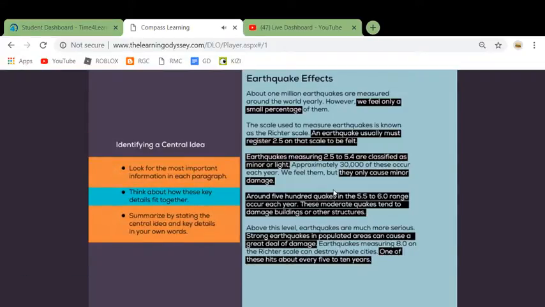Now, how do these details fit together? The details explain that earthquakes of different strengths occur with different frequencies and can cause different amounts of damage. That's the article's central idea. Still with me? Now let's put all that in our own words. And don't forget, informational texts give facts, so we have to be careful not to add our own thoughts or opinions. How's this sound? Earth has about 1 million earthquakes every year, but we don't feel all of them, and only a few cause significant damage.